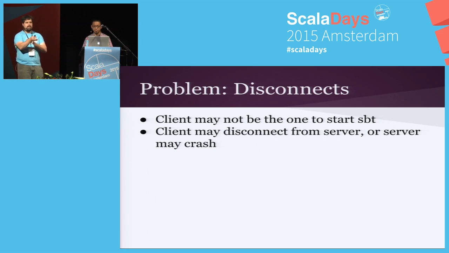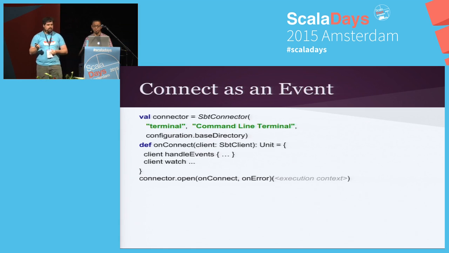Another thing is a client may disconnect from a server and you don't know if state changes have made it to the client. So how do you react to this? What do you do to recover your state? So the design is connection is an event. Okay?